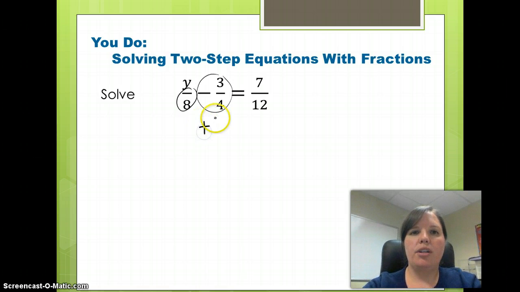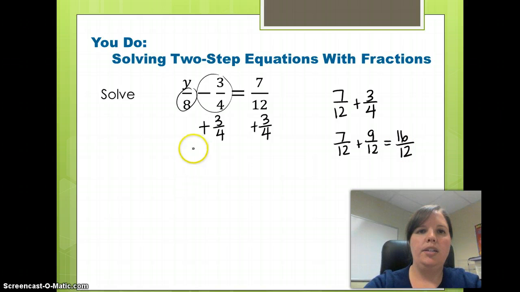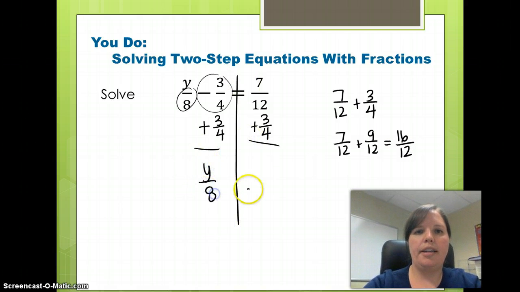So how do I solve this? Well, I'm going to undo the subtraction by 3/4 by adding 3/4. So 7/12 plus 3/4 is the problem. 7/12 plus, this is 9/12. So that's 16/12. So if I write my next line, y/8, nothing happened to y/8, equals 16/12. Now, so those canceled. How do I undo that?